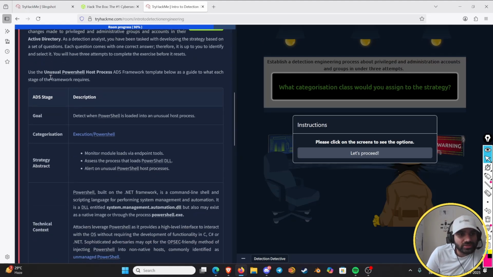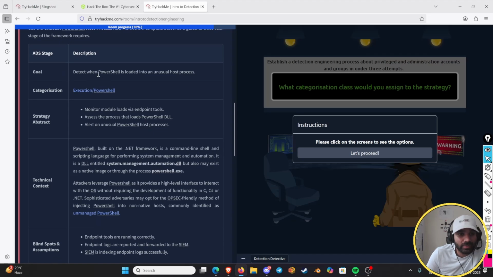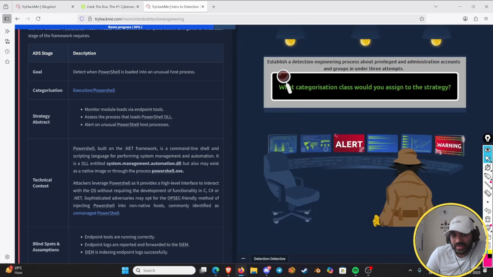Now, use the unusual PowerShell host process ADS framework template below as a guide to what each stage of the framework requires. Goal: detect when PowerShell is loaded into an unusual host process. Categorization: execution. Let's proceed. Establish a detection engineering process for privileged and administrative accounts and groups in under 3 attempts. What categorization class would you assign to the strategy?